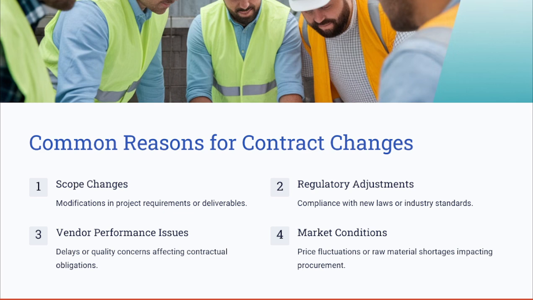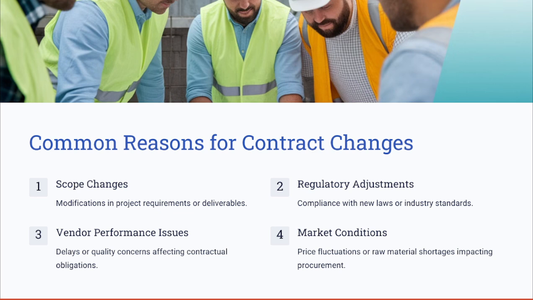The third reason here is vendor performance issues, and vendor performance issues include delays or quality concerns or failure to meet the contractual obligations. The fourth reason is market and economic conditions. For example, there are price fluctuations or raw material shortages or inflation affecting the procurement. These are some of the reasons which can cause contract changes.